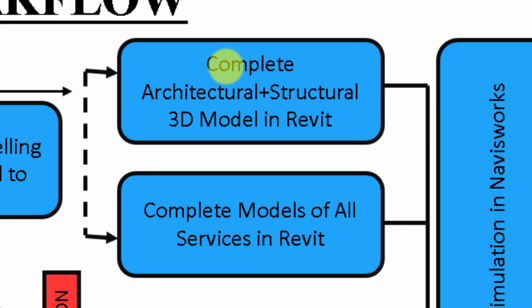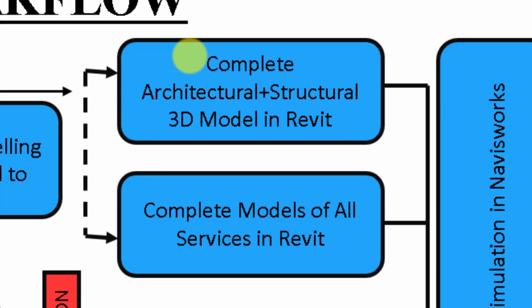Okay, there may be landscape services also. There may be some sighting. There may be lighting analysis. There may be structure analysis or other kinds of services. So that can be included in this complete model of all services in Revit, right? So this can be done parallelly or this can be done one by one as decided in the project workflow, depending upon the scope of the work.